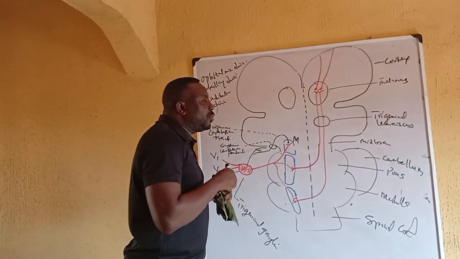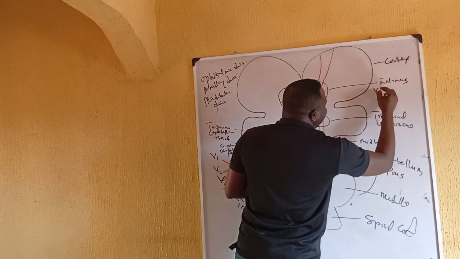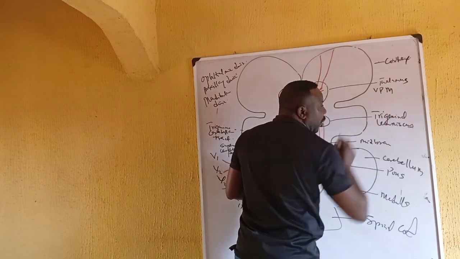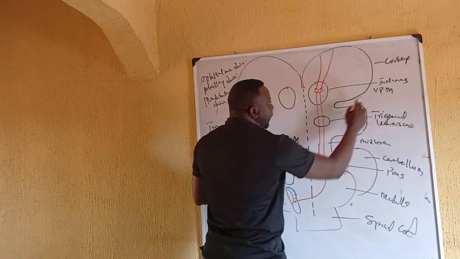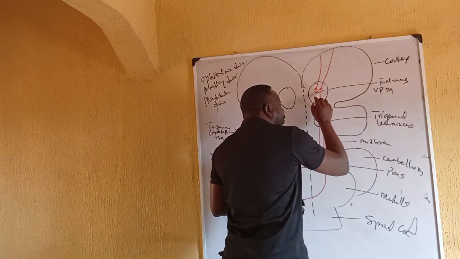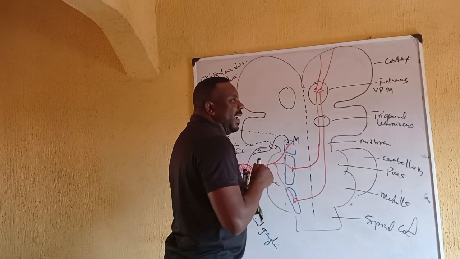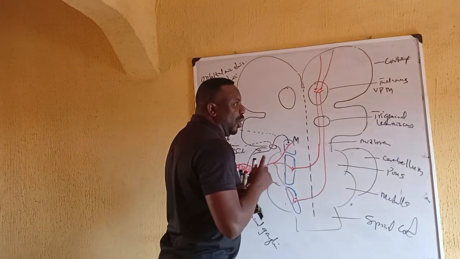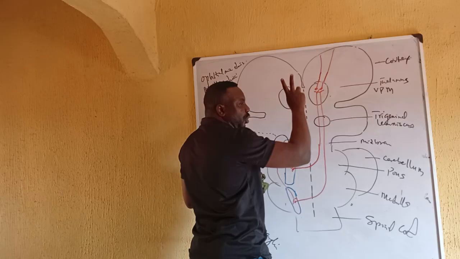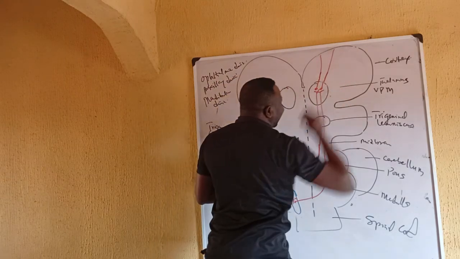Now in the thalamus, they actually synapse with what we call the VPM. What is VPM? VPM means the ventral posteromedial nucleus. Right? The ventral posteromedial nucleus. So it synapses with the ventral posteromedial nucleus of the thalamus, and then of course it passes through the superior thalamic radiation, and passes through what is called the posterior limb of the internal capsule and goes to the postcentral gyrus of the cerebral cortex.